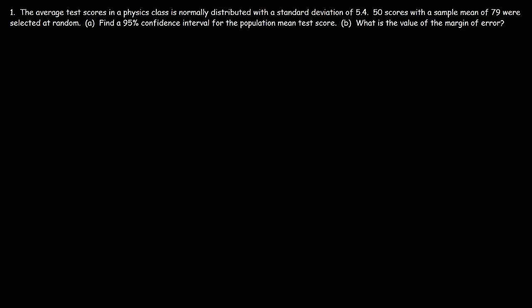Number one, the average test scores in a physics class is normally distributed with a standard deviation of 5.4. 50 scores with a sample mean of 79 were selected at random. Part A. Find a 95% confidence interval for the population mean test score. Go ahead and try this problem if you already know what to do.